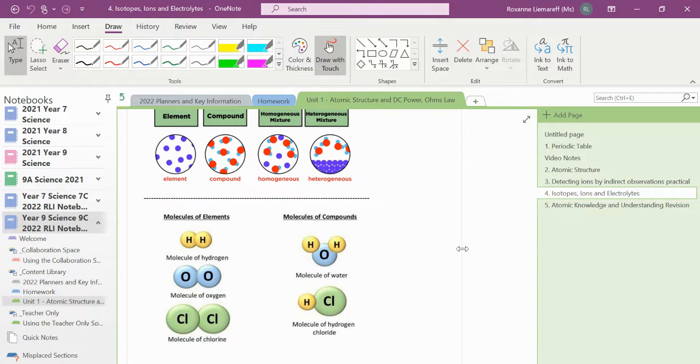I can compare it to a molecule of a compound, where it has more than just one kind of element. So I've got a molecule of water, and on the bottom a molecule of hydrogen chloride, made up of the chlorine atom and the hydrogen atom.